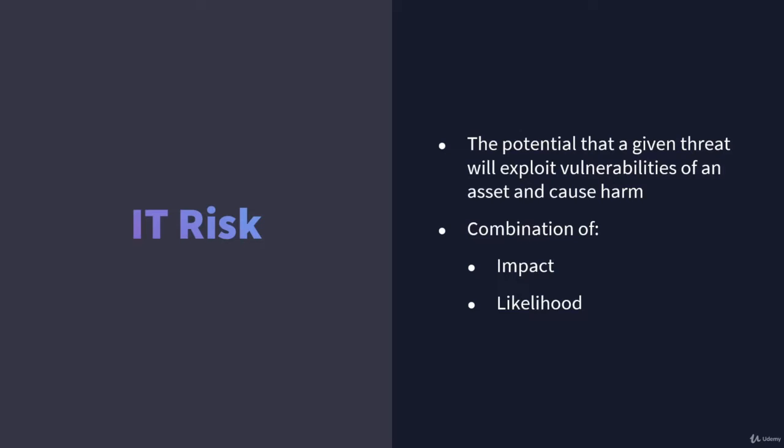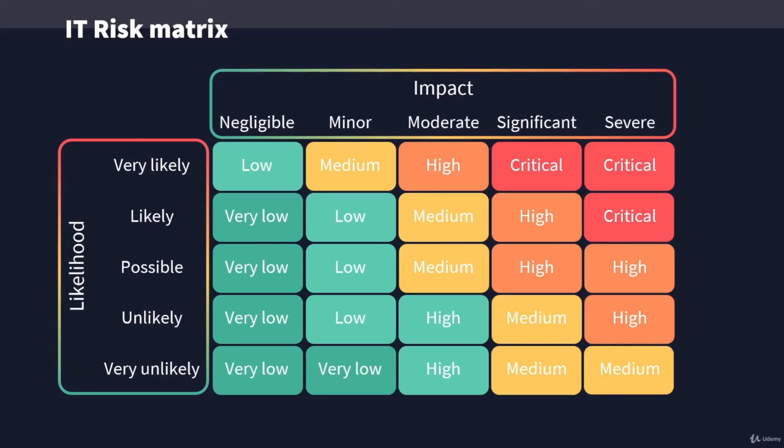The final term that we'll discuss in this section is IT risk. IT risk is the potential that a given threat will exploit vulnerabilities of an asset and cause harm. The IT risk is basically a combination of impact and likelihood. To better understand the IT risk, let's have a look at an IT risk matrix. On the horizontal axis, we have the impact, which goes from negligible on the left side to severe on the right side. On the vertical axis, we have likelihood going from very unlikely at the bottom to very likely at the top.